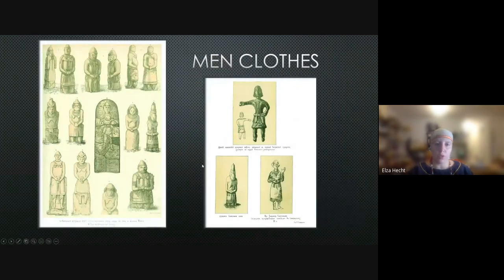Men's clothes, again, same thing: T-tunic and pants. The Rus pants that you see in the SCA are not period Rus pants. I'm going to show you the pattern later. But they're still fluffy, if you know what I mean. But the pattern that we use in the SCA is completely different from what they would supposedly use back in the day.